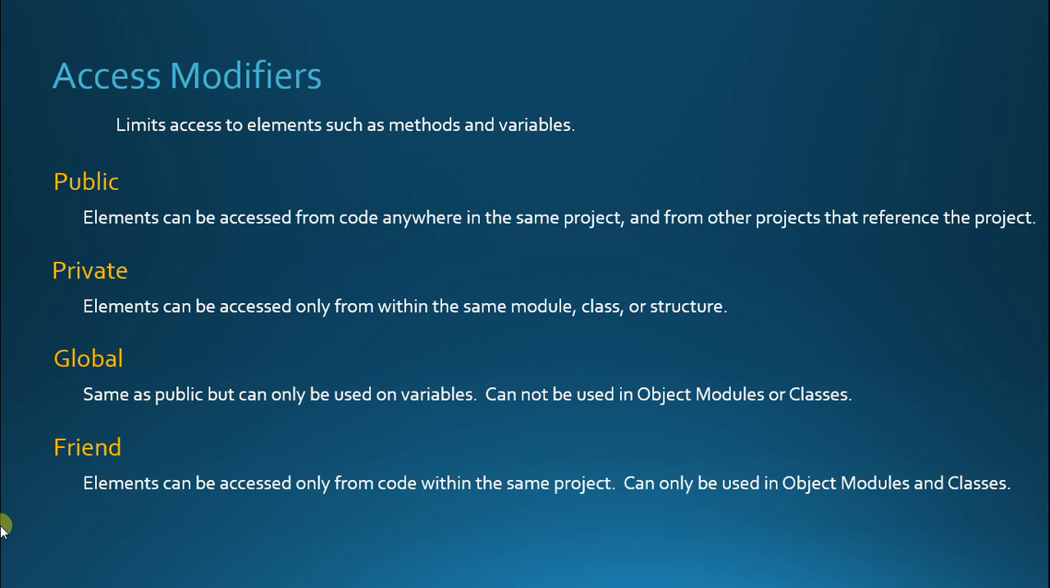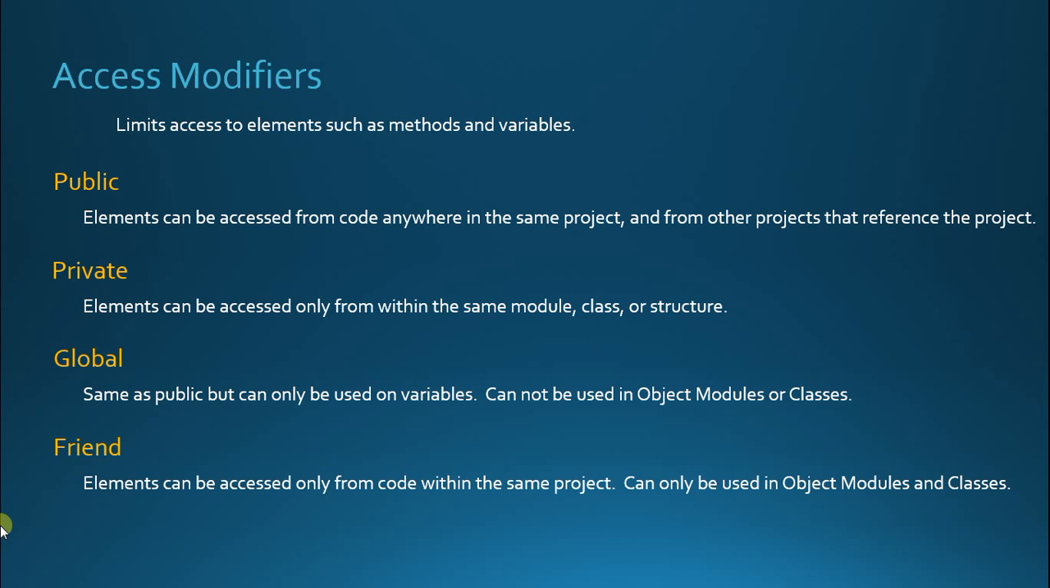You can only use it when you're talking about object modules and classes. And friend also makes it so that those functions or subroutines can't be accessed from another project. So it's very, very similar to public, except you can't use it from another project. All right, so those are some of the access modifiers you might run across.